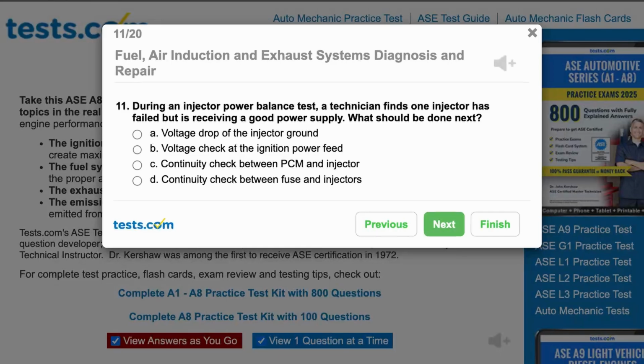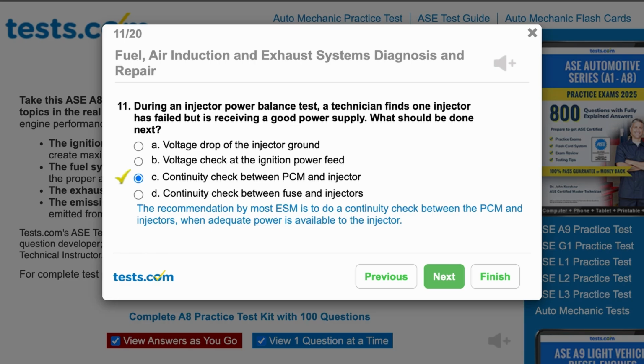Question 11. During an injector power balance test, a technician finds one injector has failed but is receiving a good power supply. What should be done next? A. Voltage drop of the injector ground. B. Voltage check at the ignition power feed. C. Continuity check between PCM and injector. D. Continuity check between fuse and injectors.